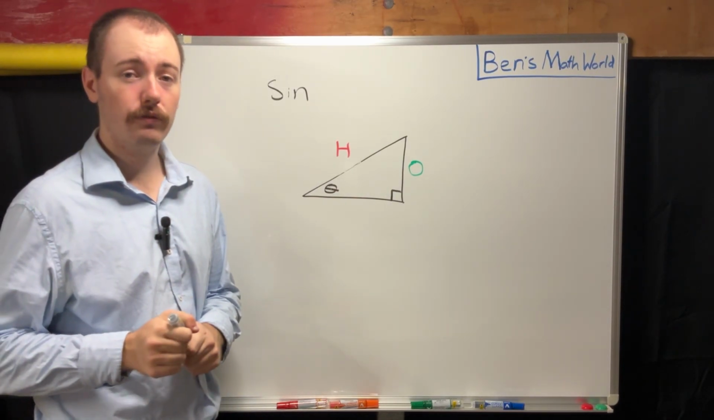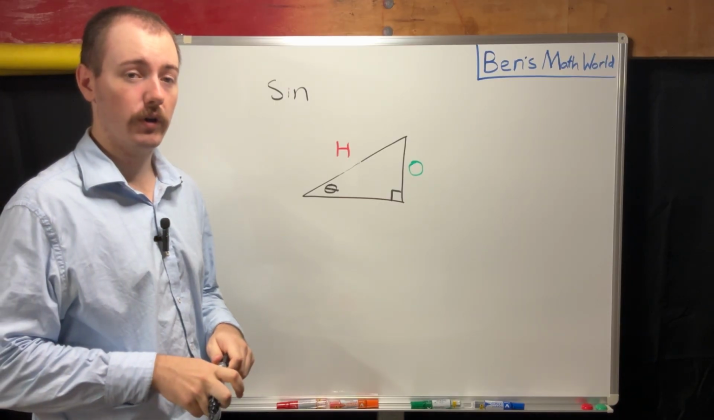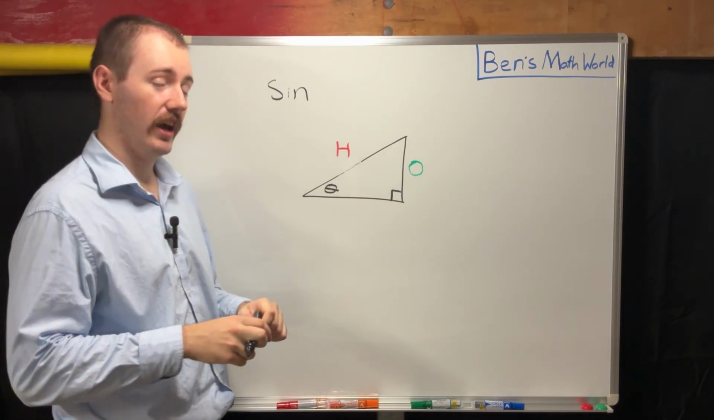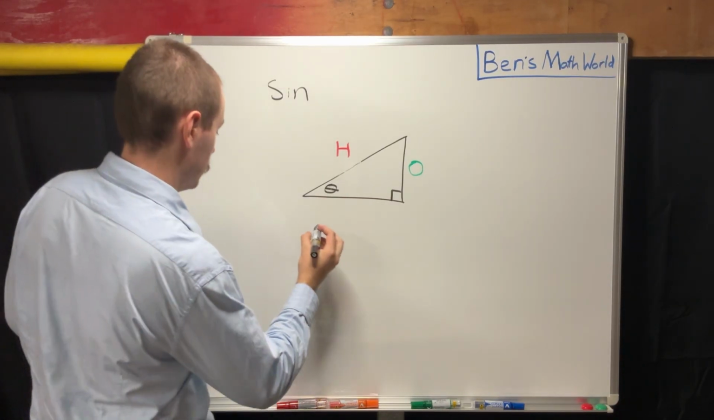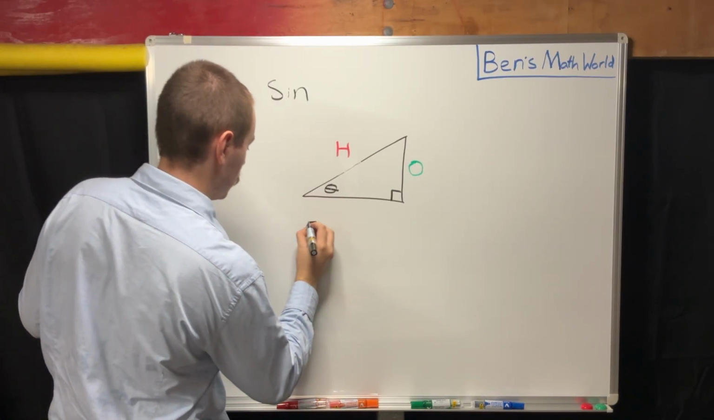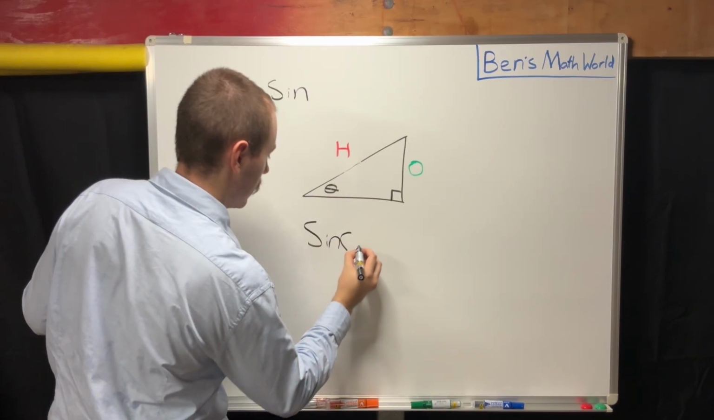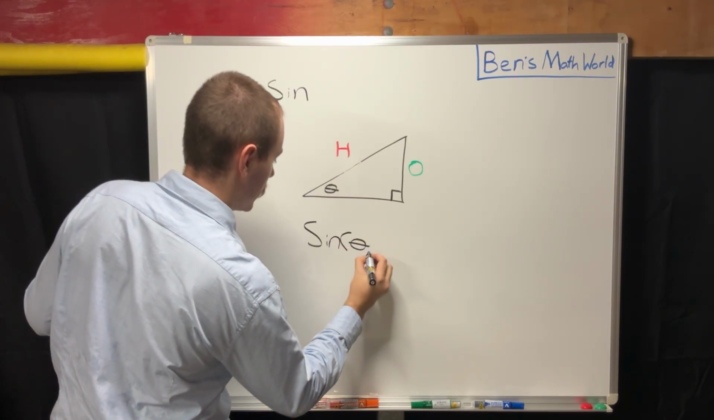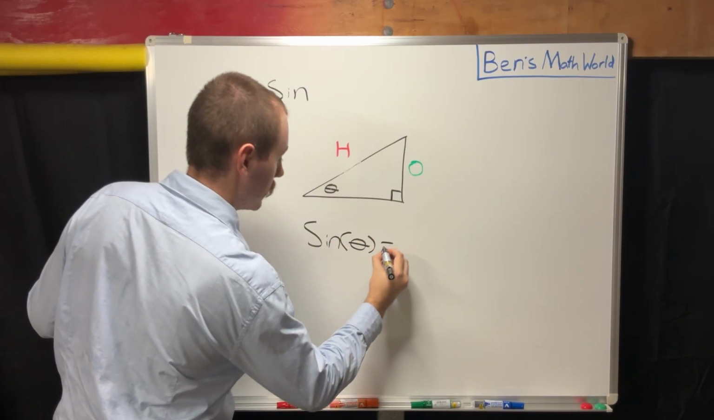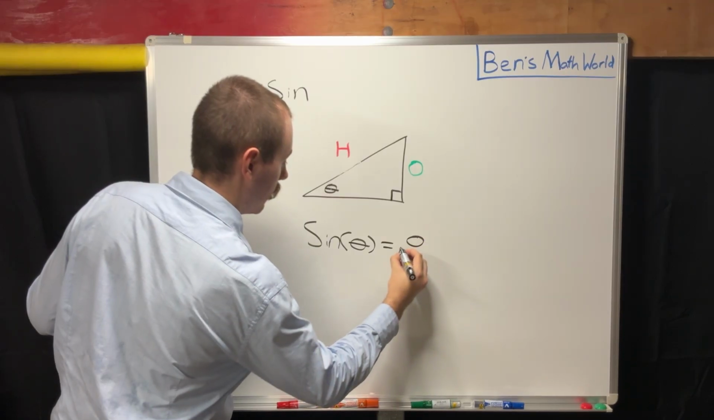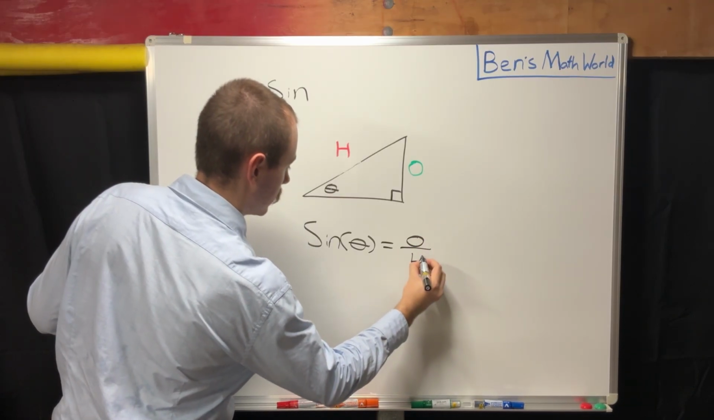Now, there's a general function we can look at when we're doing operations with sine. So that formula looks like this. We start with sine, and then there's going to be some brackets, and then we're going to put theta in those brackets. We're going to write equals opposite over hypotenuse.